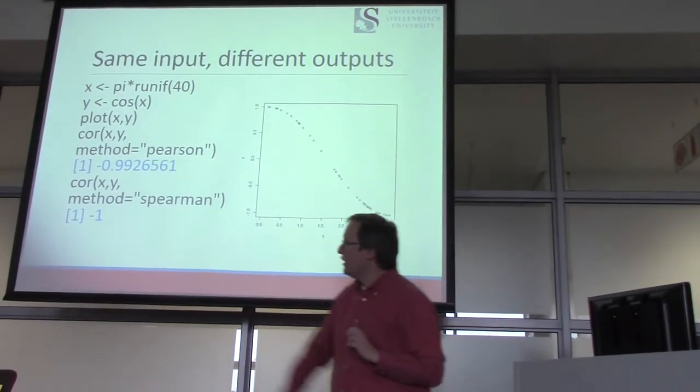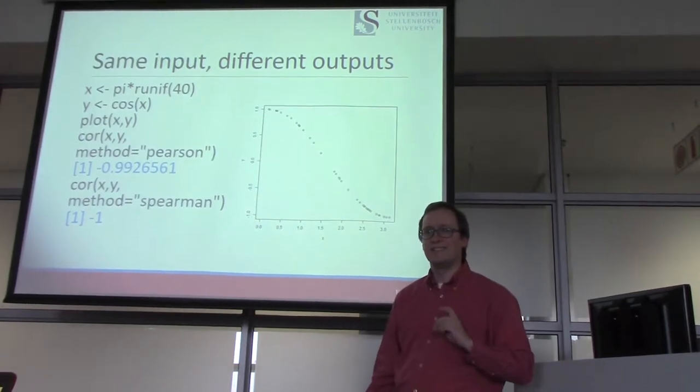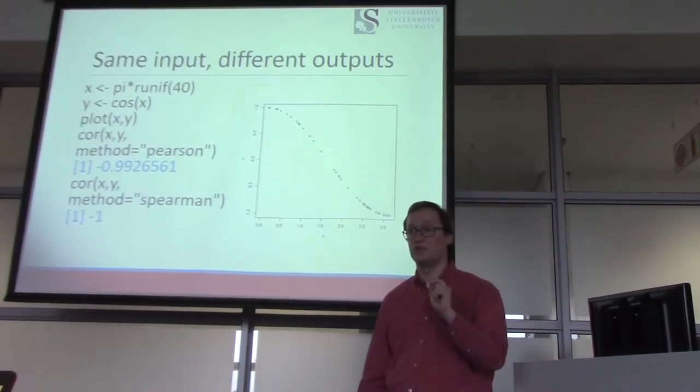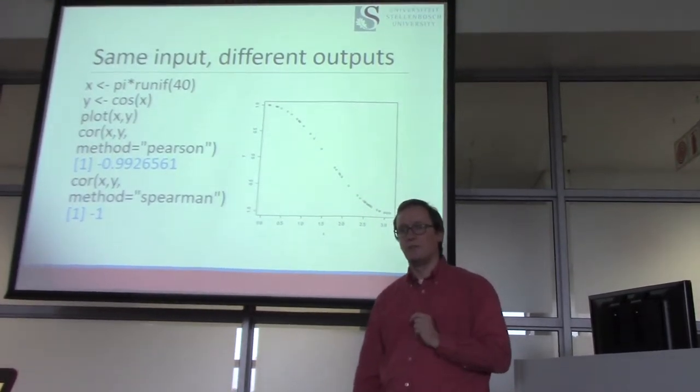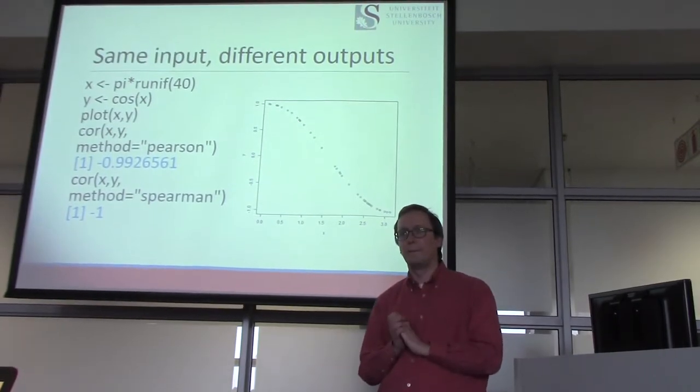When I give it to the Spearman correlation, however, it sees a perfect correlation between the two values. So why would that be true in this case? Why is it a perfect correlation?